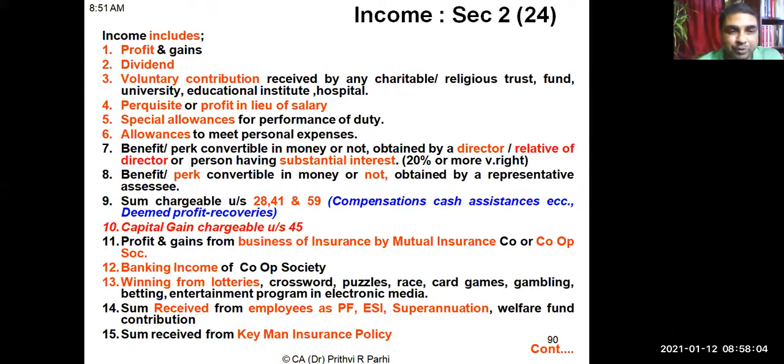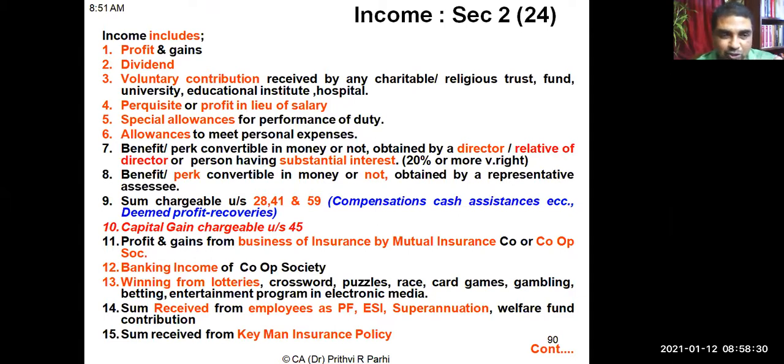The benefit or perquisite, convertible in money or not, obtained by a representative assessee. So any benefit obtained by an agent, etc., is also income. Sums chargeable under sections 28, 41, 59. We'll be learning all these things under different chapters and different heads. All of them are incomes.